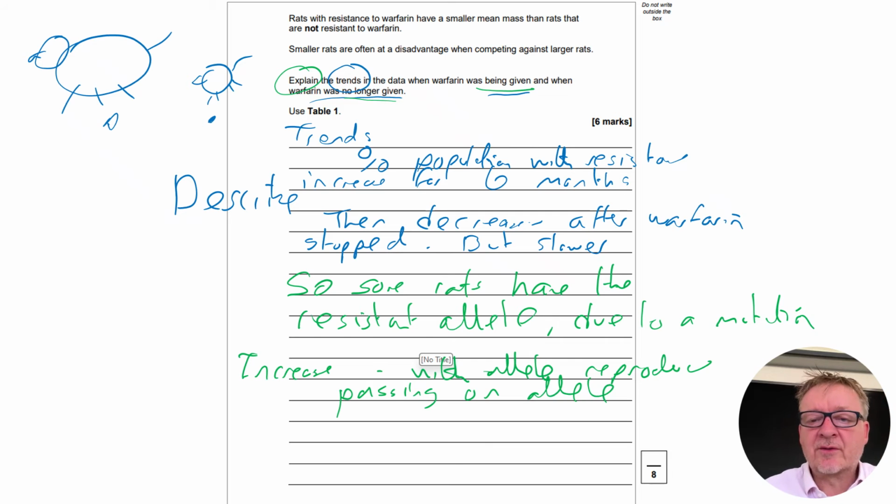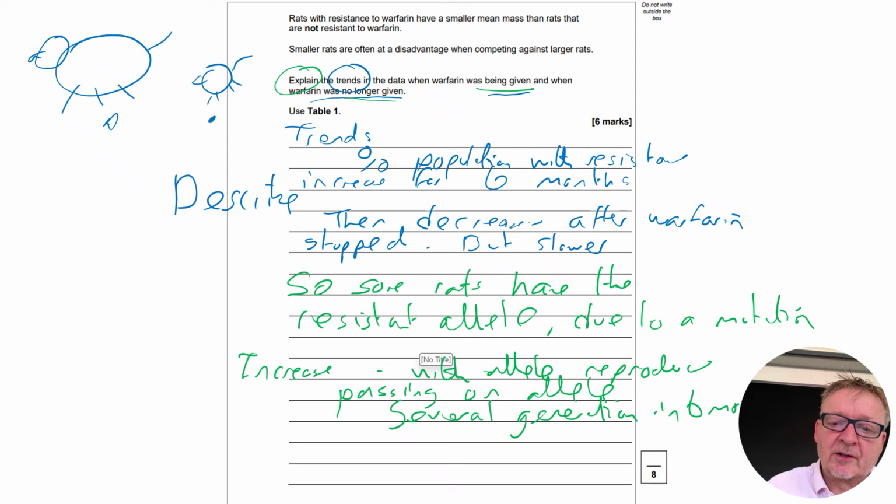Okay, so those resistant ones will survive the onslaught of warfarin, right? And then they reproduce, passing on the allele. So therefore, the population is going to increase. And it's going to go up several generations in 6 months. Okay, so you're producing a lot of little rats. Then after that, it decreases. Why does it decrease? It decreases when warfarin is not given.